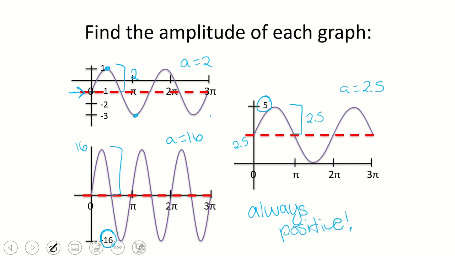because you are measuring the height of something. Even if a graph starts out negative, like this, you are still measuring something. And when you measure something, it's always positive, even if it's below the ocean. You never say that the pool was negative 12 feet deep. You just say 12 feet deep. So always positive.